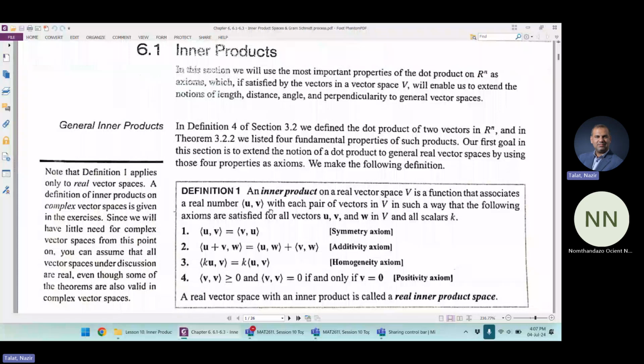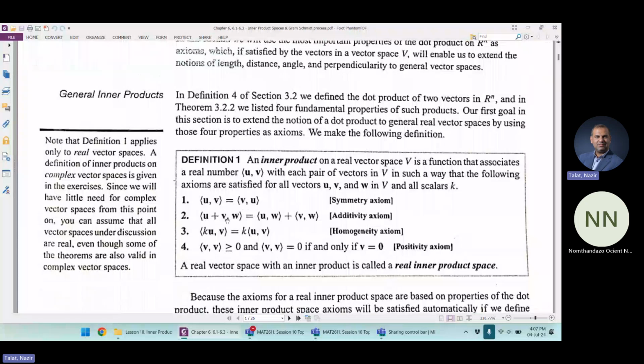This type of sign gives us a product when it satisfies the following conditions. The inner product of two vectors u, v is always equal to the inner product of v and u. This means the inner product always satisfies symmetry. And the inner product of u plus v with w is equal to the inner product of u, w plus the inner product of v, w.